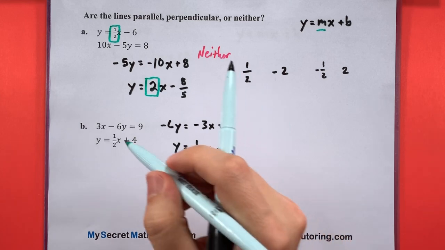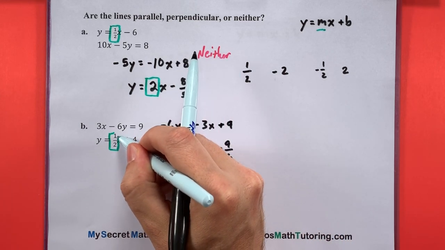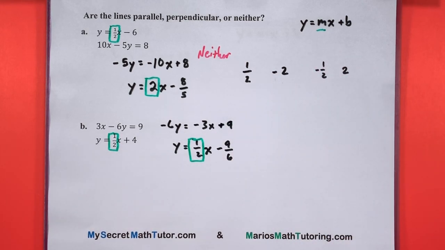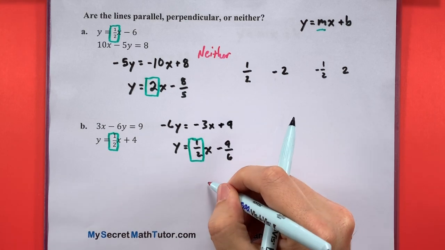All right, now let's go ahead and make a comparison. So there's my slope of the second line. Here's my slope of the first line. And in this case, they are exactly the same. So we would say that these two lines are parallel.